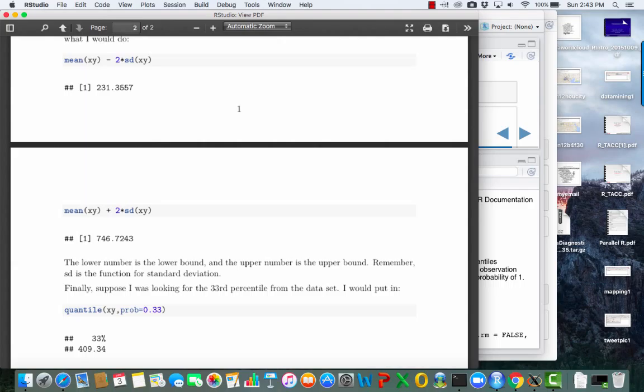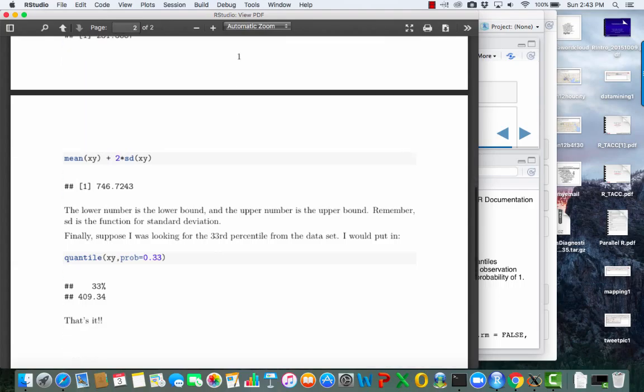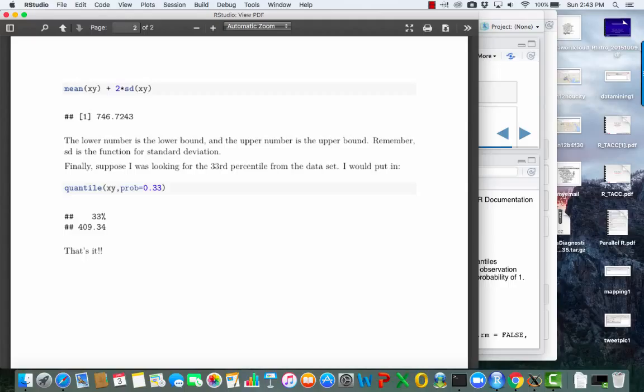Okay? And finally, they mentioned this towards the end of the section. You can always get your percentiles. Again, you don't have to calculate them. You can just use R. You use a function called quantile. You put in the data set name, and then you put in the one that you're looking for. In this case, I just arbitrarily picked 33. So you put in prob equal to 0.33, and it gave me my value back.